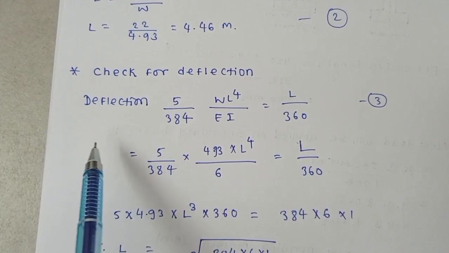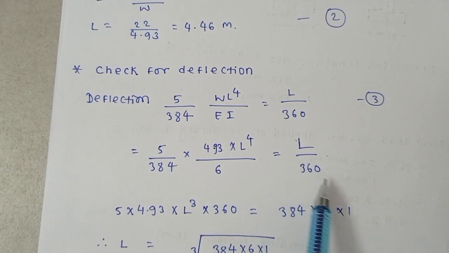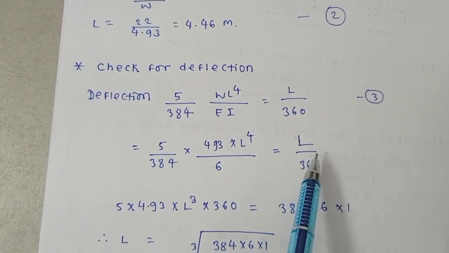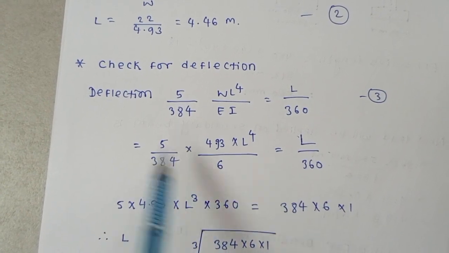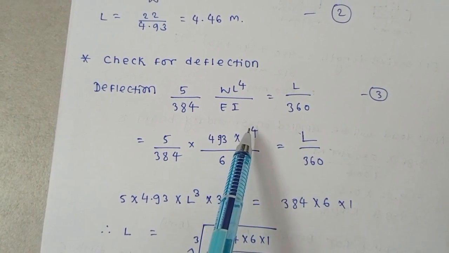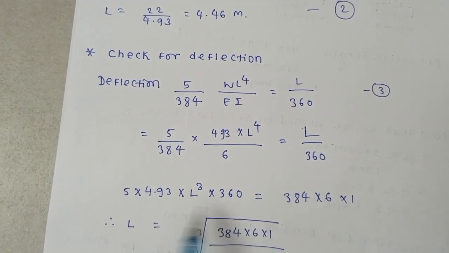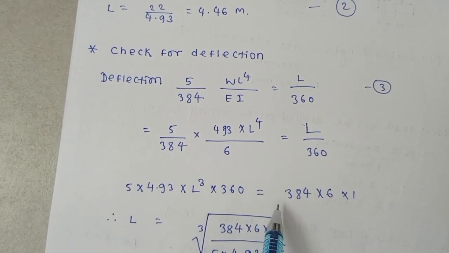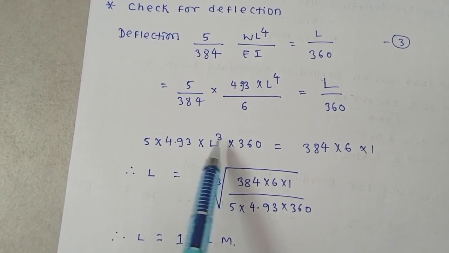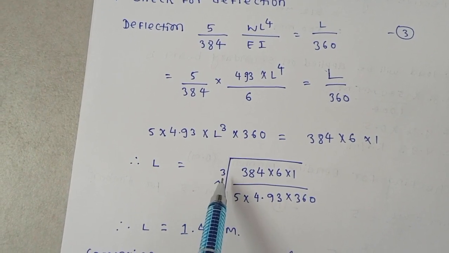We have calculated the new load, L power 4 = 6360. Here the L cancels when we do the cross multiplication, so L power 4 becomes L power 3. We have just cross multiplied and kept it aside. Now when you remove the cube, it will be the cube root, power 3 here.